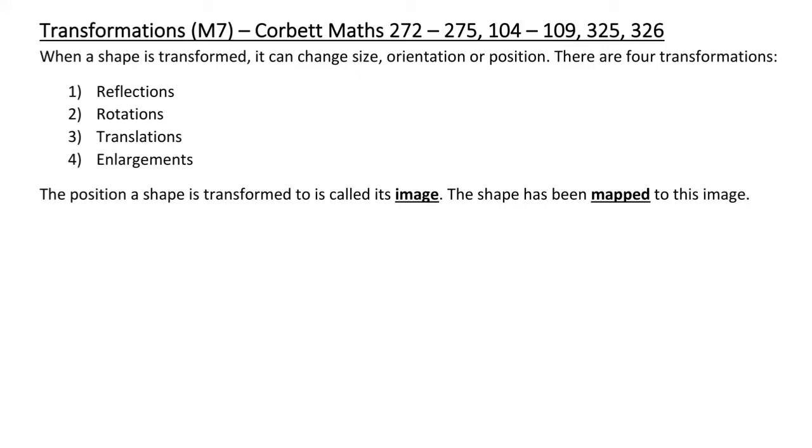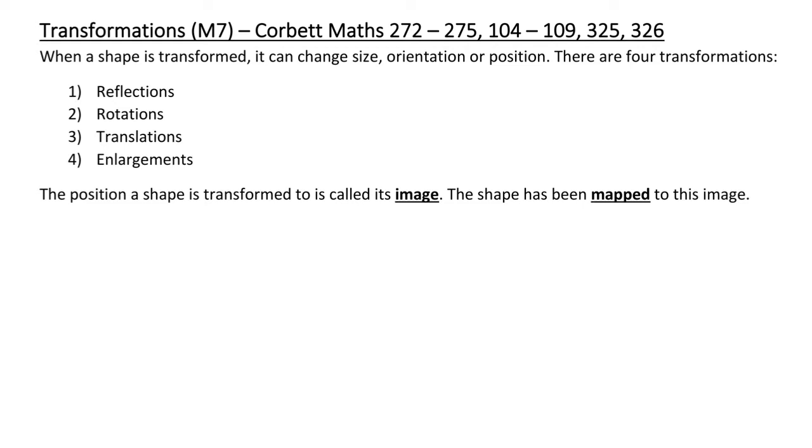In this video we're going to look at transformations, specifically reflections. When we have a shape and we transform it, its shape can change size, orientation or position. There are 4 transformations: reflections, rotations, translations and enlargements. The position a shape is transformed to is called the image, and the shape it's mapped to is called the object.